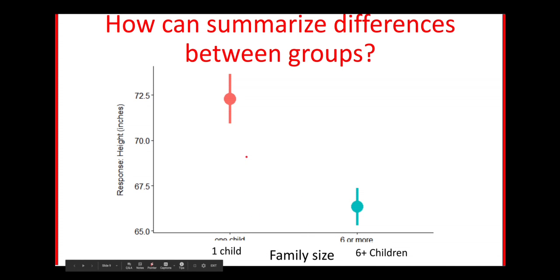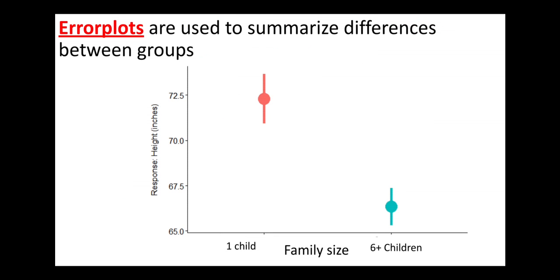So in this example, I've taken Galton's data, and as in a previous video on box plots, I've separated the data out by families that had one child and families that had 6 or more children, and I'm investigating whether there are consistent differences between these two types of families. We can use error plots to summarize differences between groups and infer whether these differences are consistent if we were to repeat our experiment, or if they represent some sort of underlying biological reality.